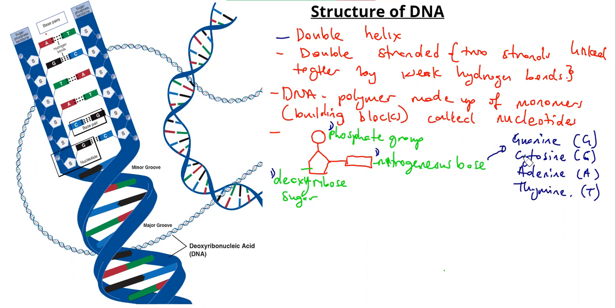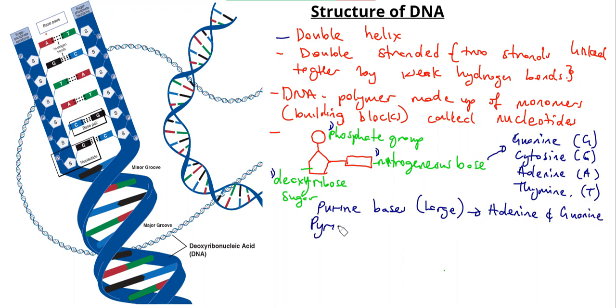Let's also understand amongst these bases, we have got what we call the purine bases. And these are large molecules, and that include your adenine and guanine. Then we have got the pyrimidine bases. These are small. And what are these? It's your cytosine and thymine.